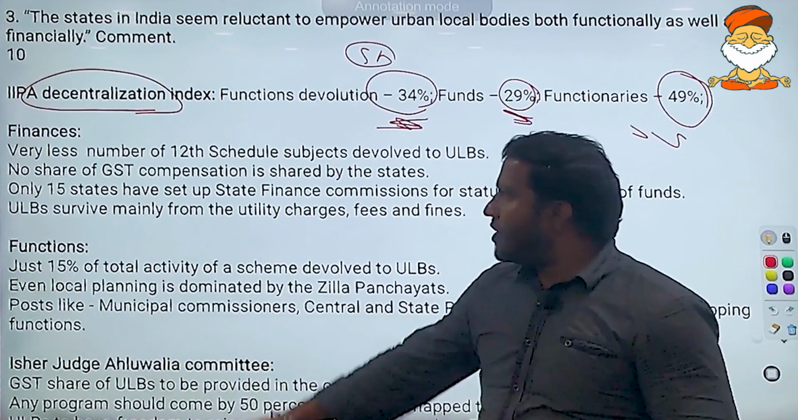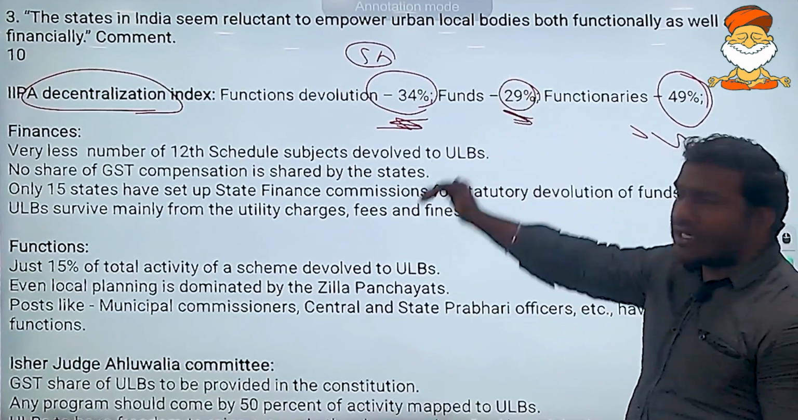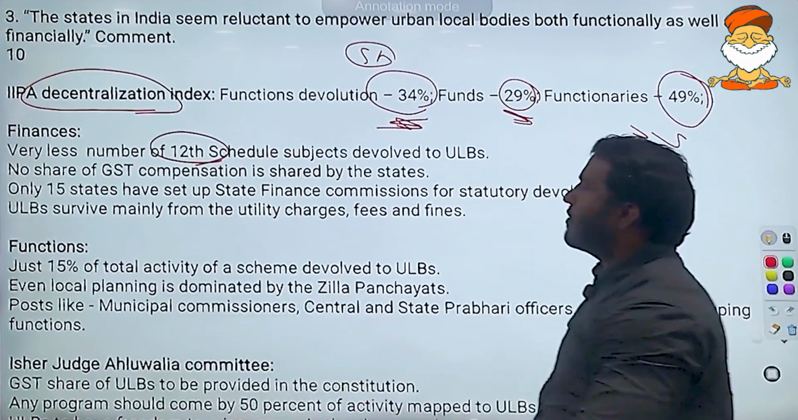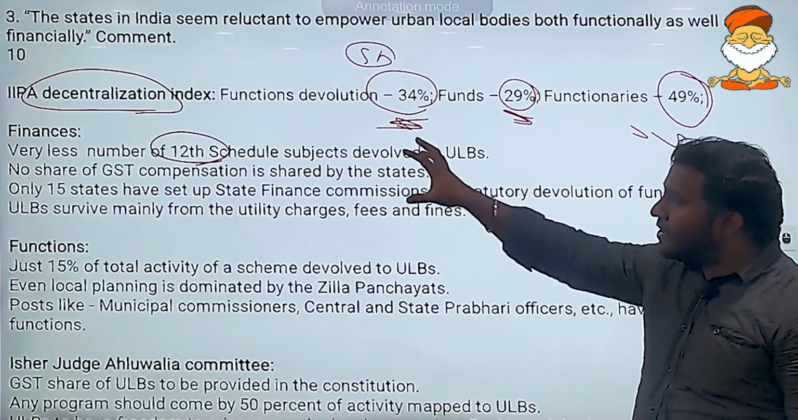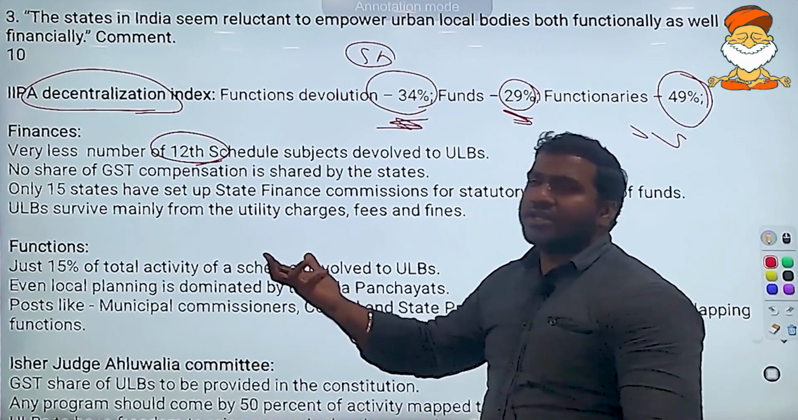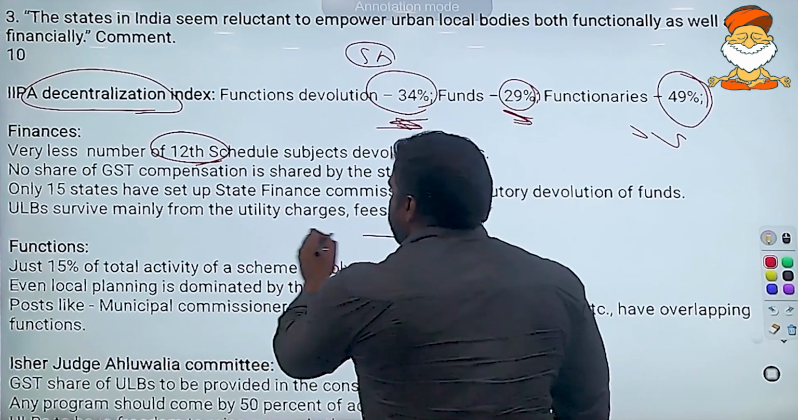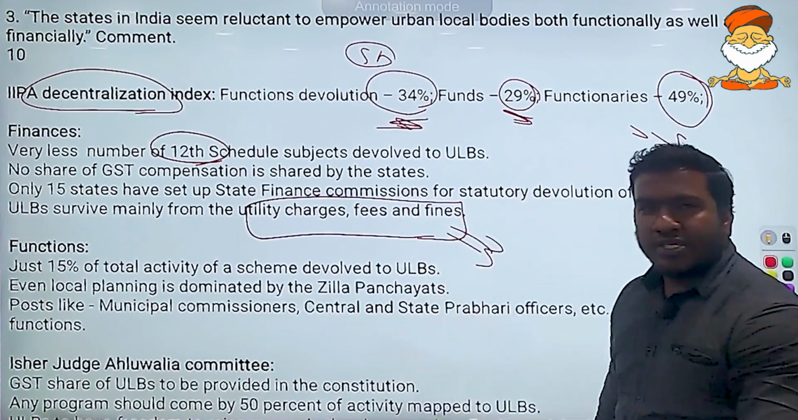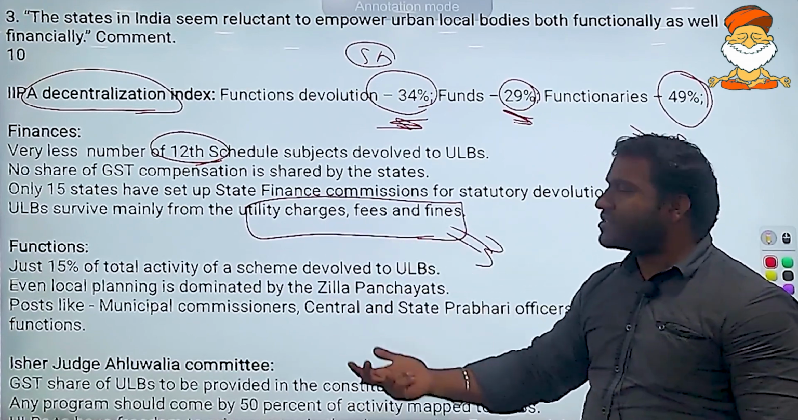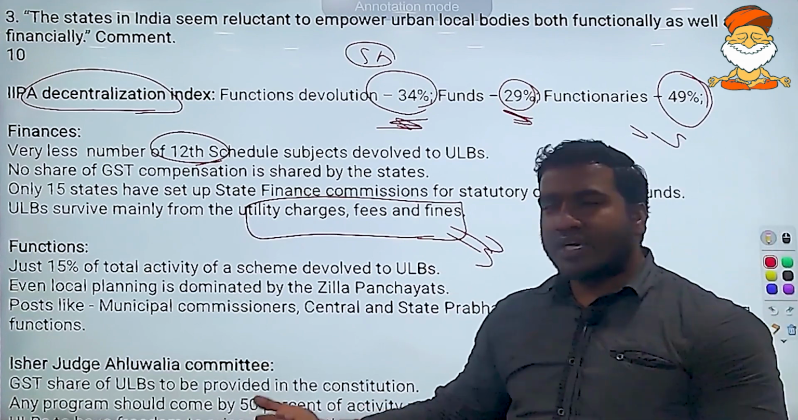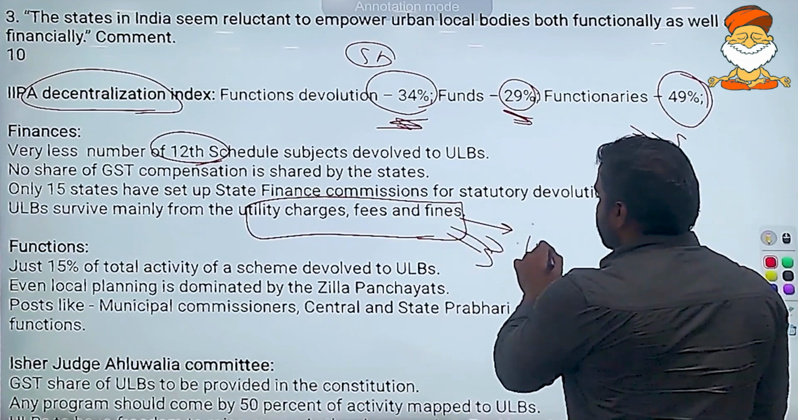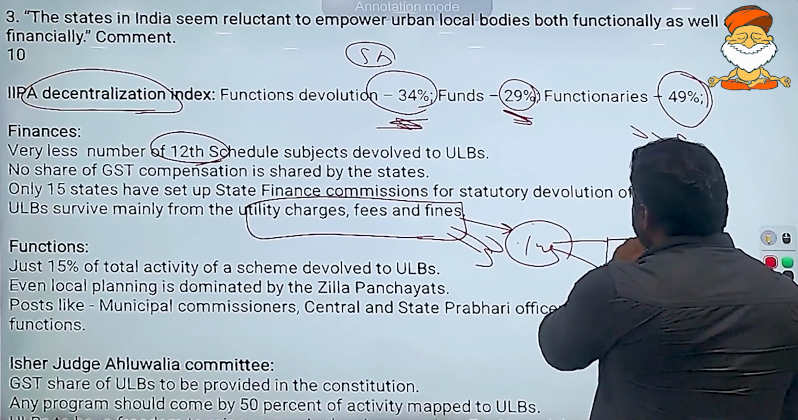Then coming to the Finance Commission. Why or how are we reluctant? Very few of the 12 scheduled subjects are devolved to the urban local bodies, and whatever is devolved doesn't yield a good amount of money. What is being devolved are utility charges, stamp duties, fees or fines, parking charges, and the urban local bodies are unable to survive on these. Water bills, electricity bills, small professional taxes are being devolved, which are very inelastic in the sense that these subjects are not yielding a good amount of money.